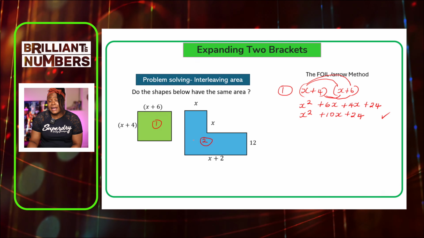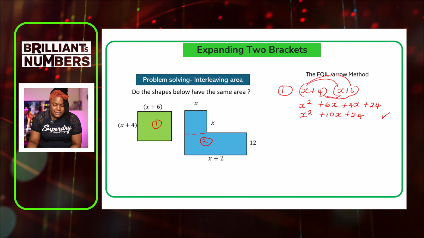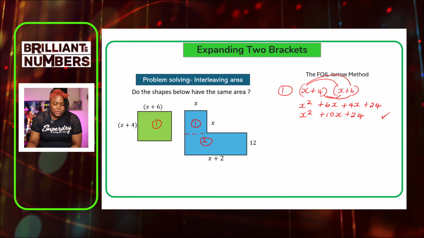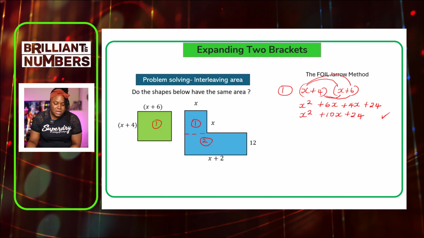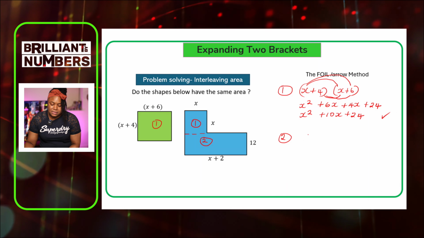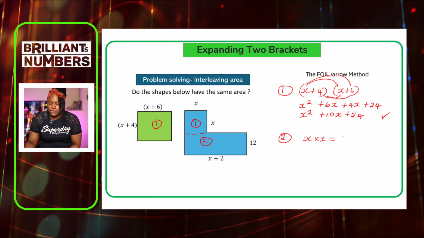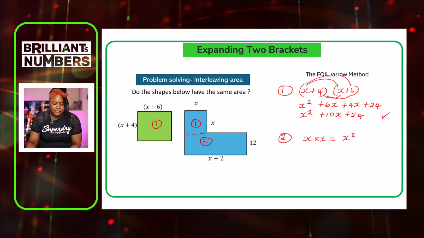Now I need to find the area of shape 2. A compound shape, so I'm going to split this one in 2 shapes. I'm just going to call this part 1, this part 2. So this is shape 2. So x times x, very simple, that's just a square. So x times x is equal to x squared. So that's for the first part.